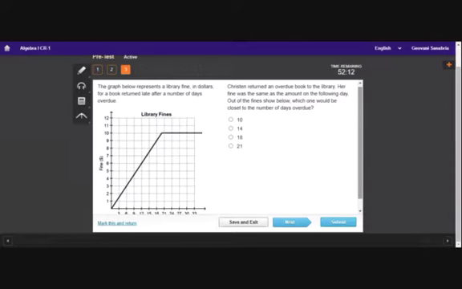Interesting. Let me know if you want me to explain it, but if you think you have an idea, you could take a guess. So Kristen returned a book, her overdue book, to the library. Her fine is the same as the amount on the following day, out of the fines shown.